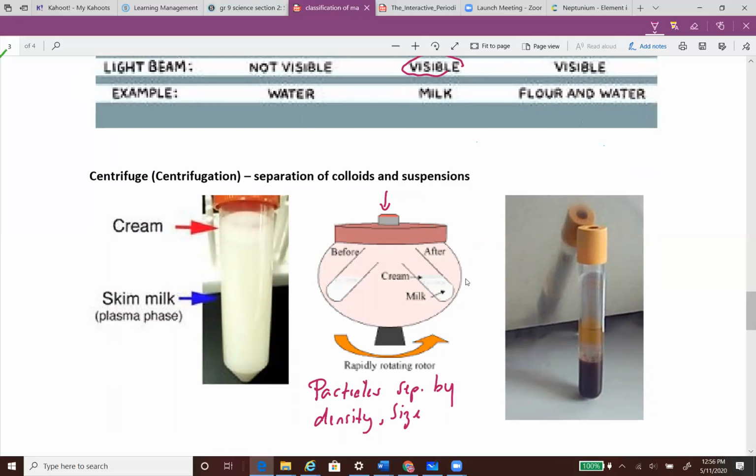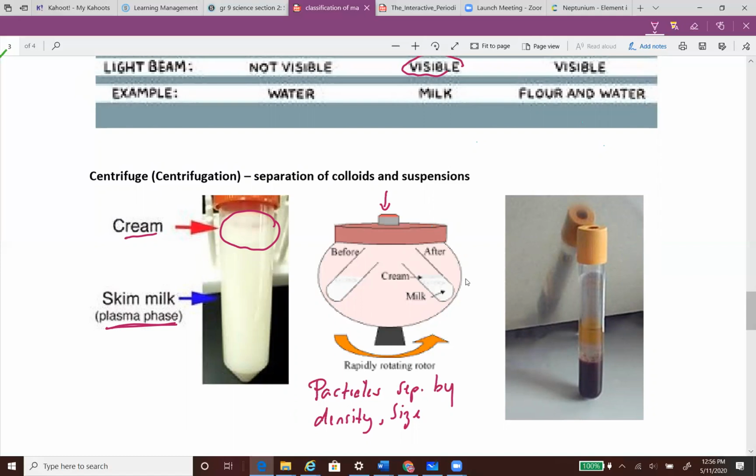If I look at, for example, my milk over here, this is milk that's been separated. You can see there's a section on top, this band on top right here. There's my cream, and then you can see the skim milk, the plasma phase. It's been physically separated. The milk doesn't look like that, but we can separate it into different components.